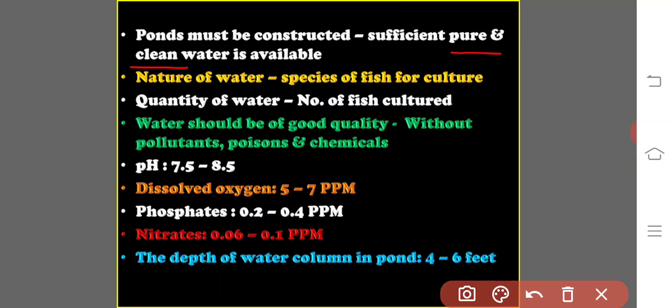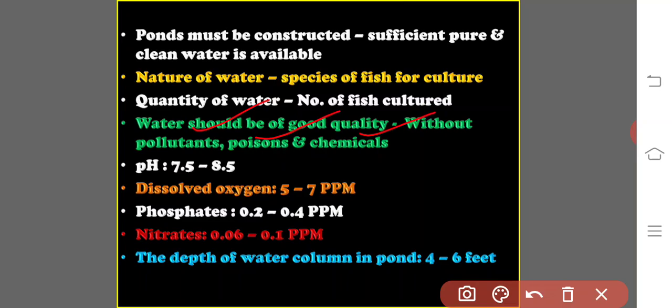Okay. So the nature of water depends upon the species of fish we are selecting for culture, and the quantity of water depends upon the number of fish introduced and stocked into the pond. And water should be of good quality without any kind of pollutants, poisons and chemicals. If there are pollutants, poisons and chemicals, that may lead to adverse effects on the growth of the fishes, and they may cause certain diseases and retardation of growth.